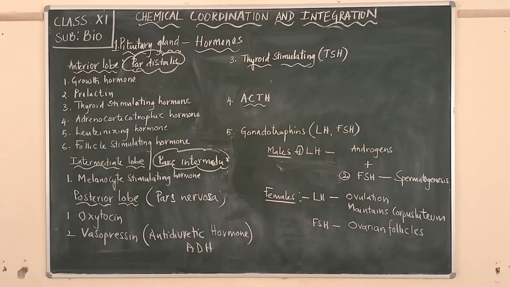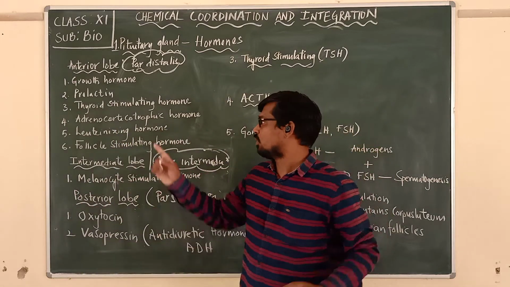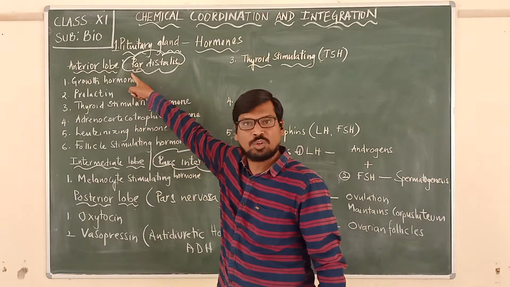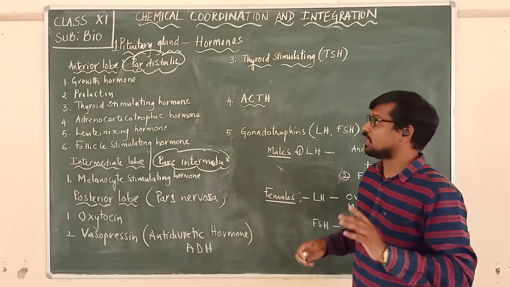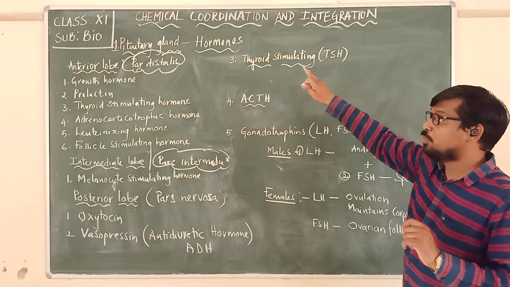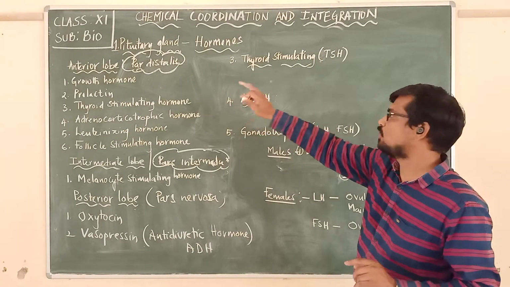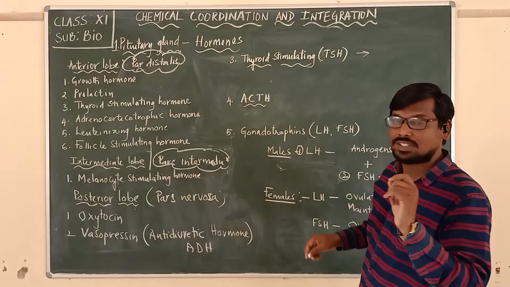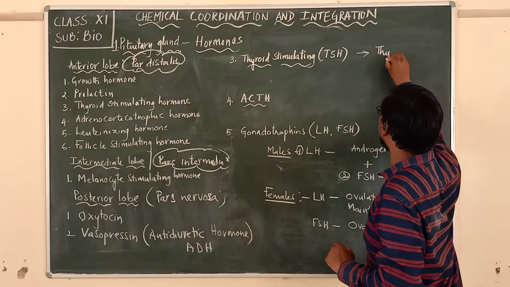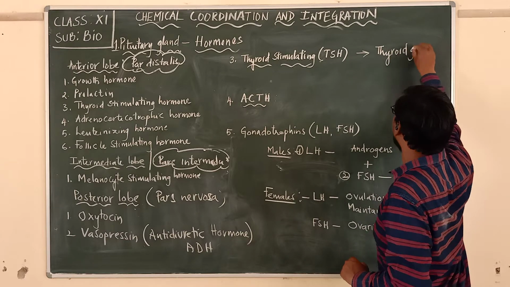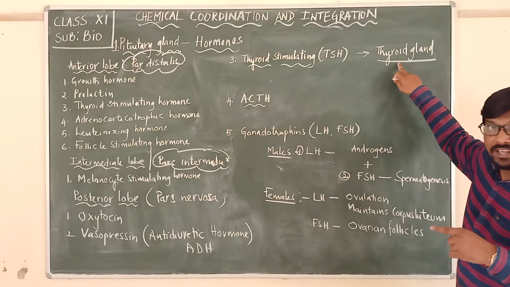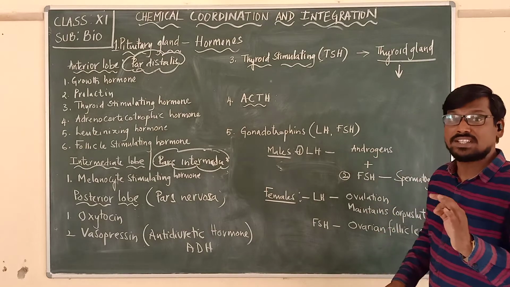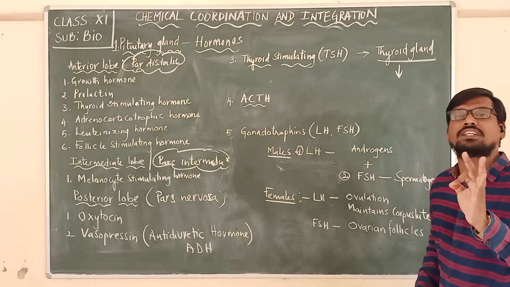Now we will discuss the next hormone, called the thyroid stimulating hormone. This is also produced from the anterior lobe of the pituitary gland, also known as the pars distalis, or adenohypophysis. Thyroid stimulating hormone now stimulates the thyroid gland present in our body. The thyroid gland is also an endocrine gland.